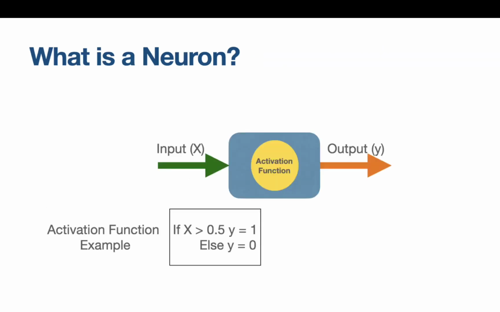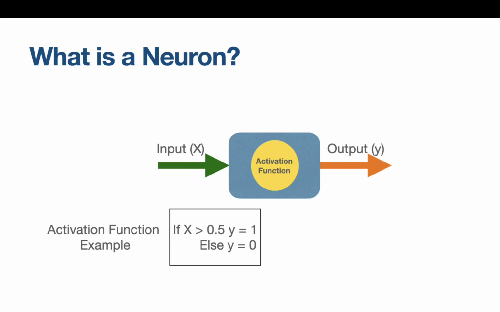Let us look at some of the basic building blocks of deep learning before we actually understand the whole deep learning network. One of the building blocks is a neuron. A neuron is loosely based on a biological neuron which is present in a brain. Given an input X, it generates an output Y based on an activation function.